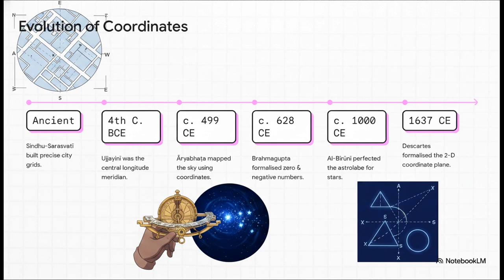Finally, in 1637, René Descartes took all these historical building blocks and formally tied it all together into the 2D plane. He proved that you could perfectly describe any geometric shape using algebraic equations and two perpendicular axes.